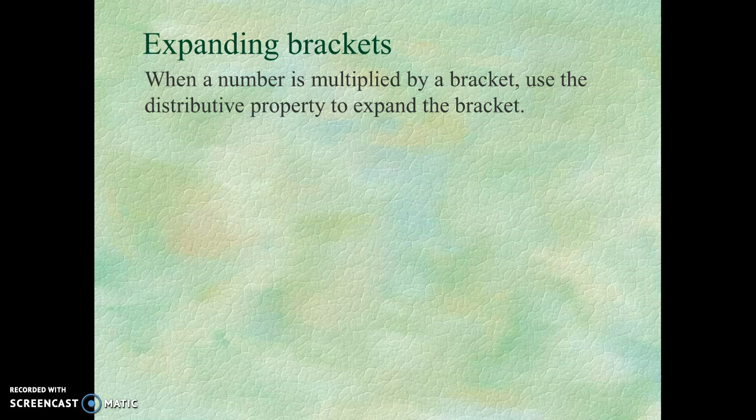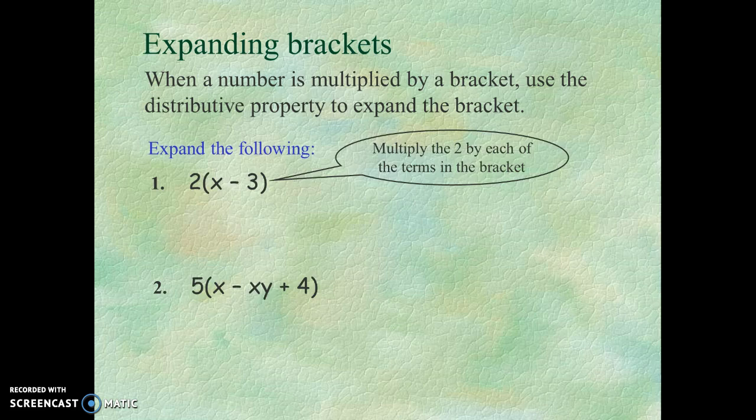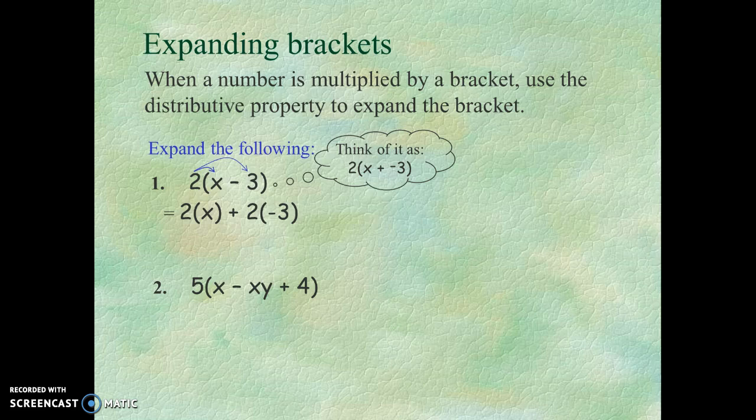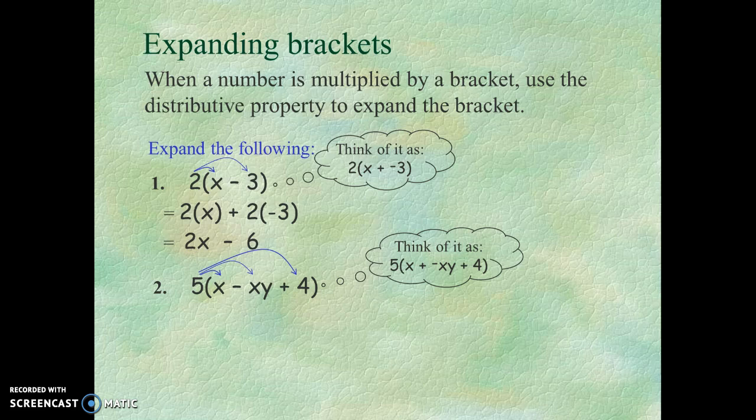Expanding brackets. Now here is when it gets a little more complicated because the distributive property is needed so that we can expand the brackets. You multiply the amount into the bracket, and so the 2 is going to be multiplied by the x and by the negative 3, giving you 2x minus 6. The 5 is going to be multiplied in the second bracket, number 2, times all 3 terms, and it's going to be 5x, negative 5xy, plus 20.